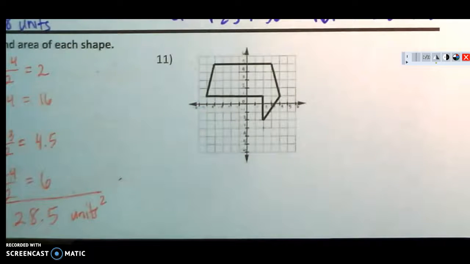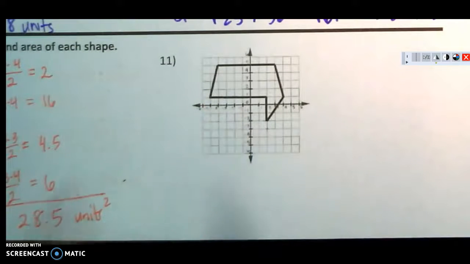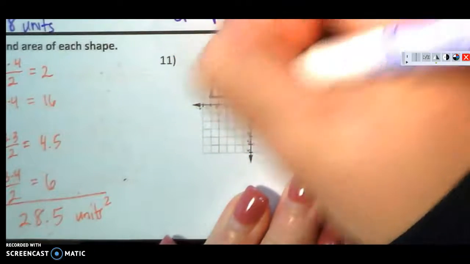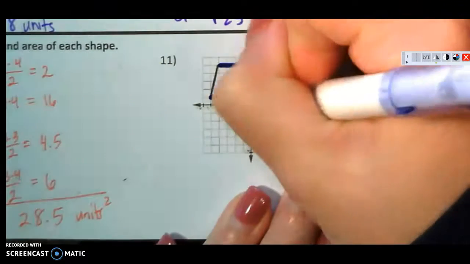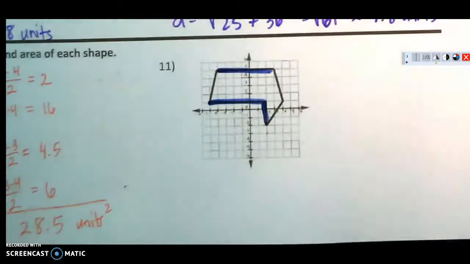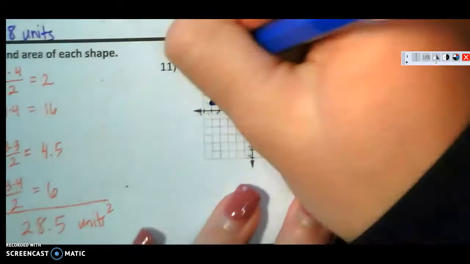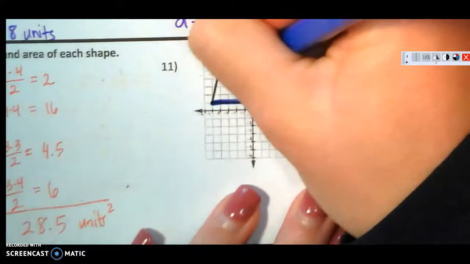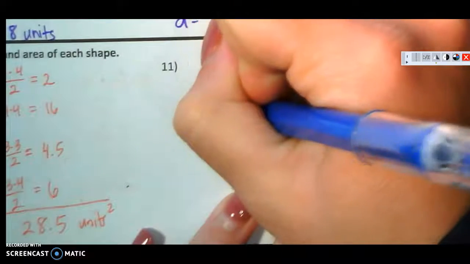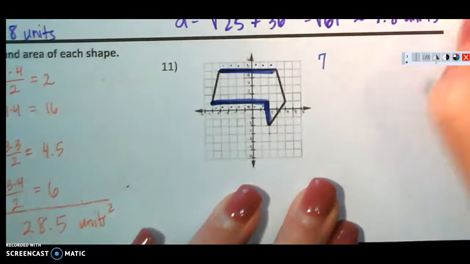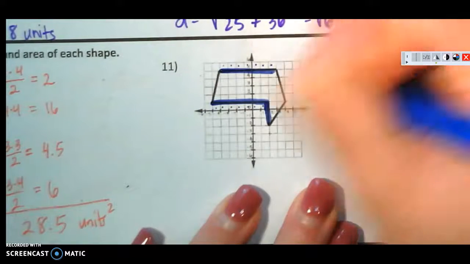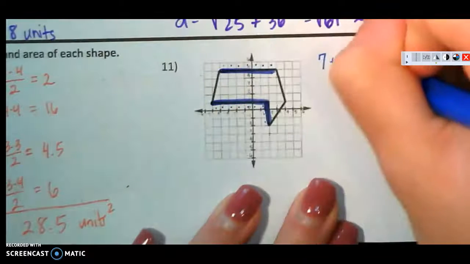Right, now we're going to find the perimeter and area of the next shape. Let's start with the perimeter. Remember that if the distance is horizontal or vertical, then you are just going to count those distances. So it looks like this one has a length of 1, 2, 3, 4, 5, 6, 7. This one has a length of 1, 2, 3, 4, 5, 6, 7. And this has a length of 1, 2, 3.